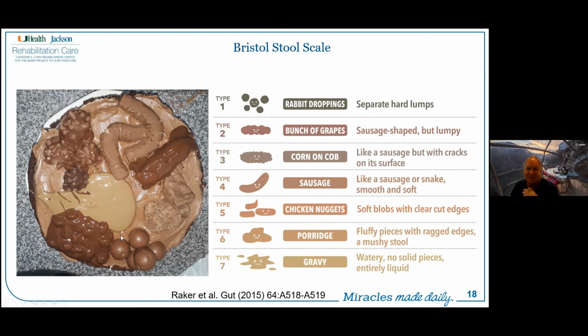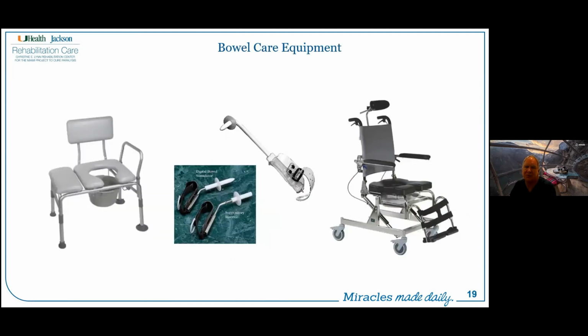If it looks more like a bunch of grapes, then these may be sausage shaped but lumpy. If it looks like corn on a cob with cracks in the surface, that's also not good. If it's a sausage looking that's smooth and soft, that's kind of our ideal. That's what we would like to see. Chicken nuggets, maybe. It looks like soft blobs with clear-cut edges. And then we're talking about porridge or gravy types of scenarios. These are not stool products, by the way. This is actually a cake that was made as they were sending off one of our clinical nurses into retirement. But anyway, this is still representative of how we should be reporting fecal material and stool products. And that's going to be important for us to know how to manage appropriately.